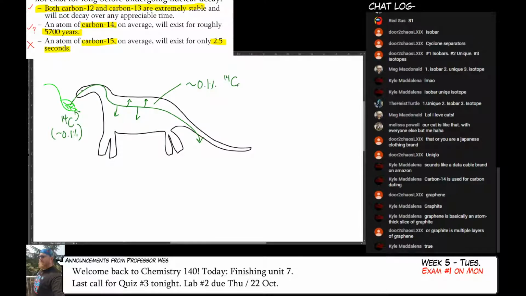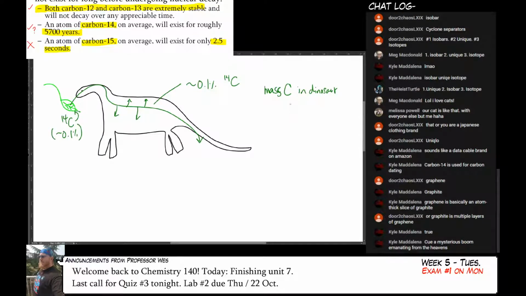What that means is that if I know what the mass of carbon is in the dinosaur, then I could say that 0.1% of the mass of carbon is carbon-14. However, because carbon-14 is radioactive, you would have to constantly be replenishing it. Well, what happens when you die? You stop eating, right? So here's my dinosaur who's dead.